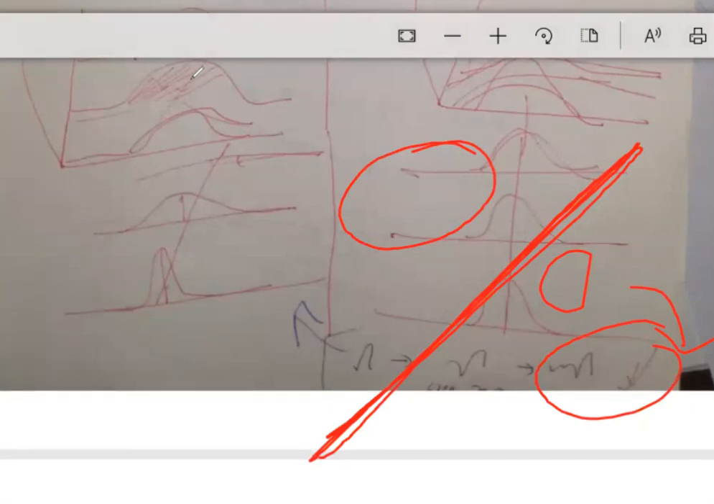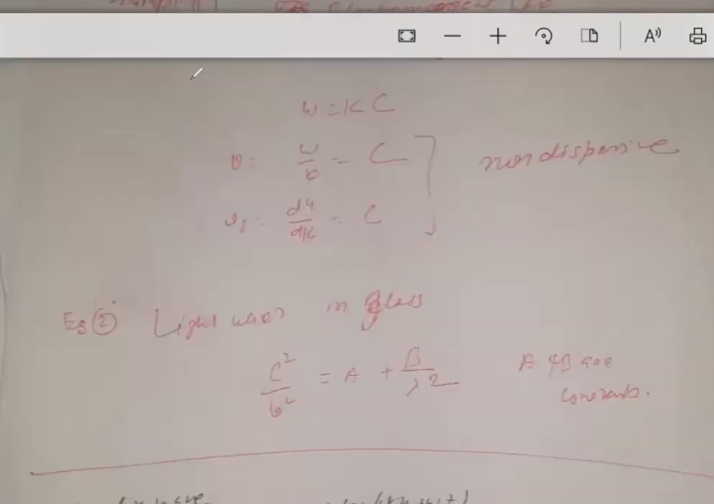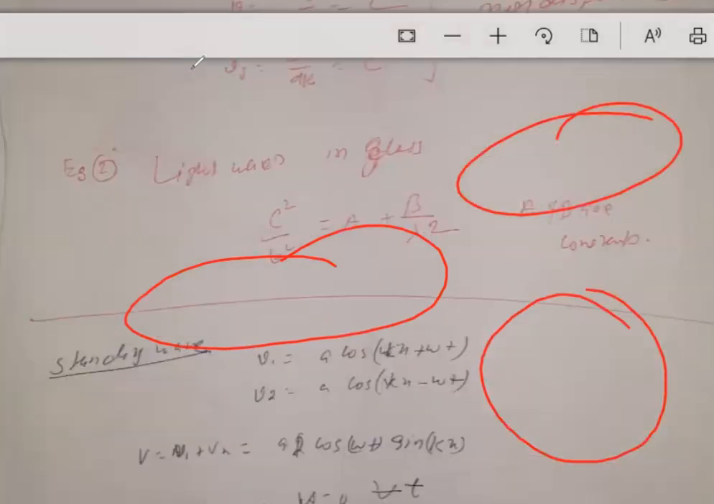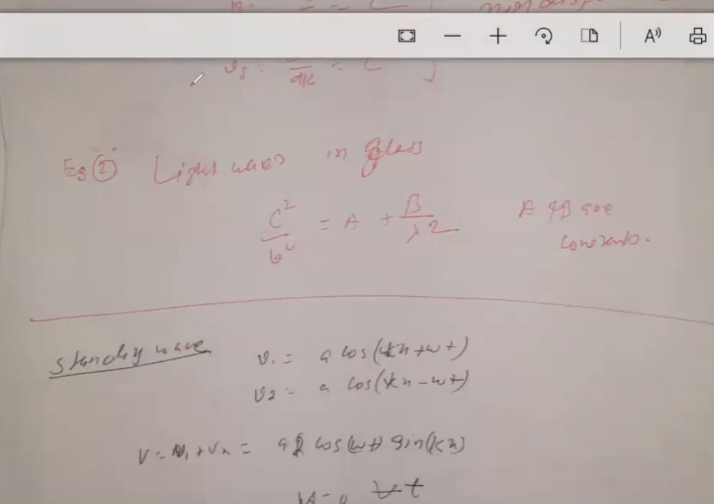And this is already something you know from light waves. This is a non-dispersive wave, and this is a dispersive one. And if one wave is moving in this direction and another in the opposite direction, then we add them.